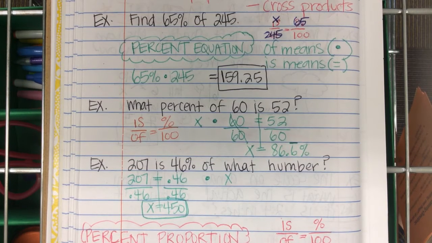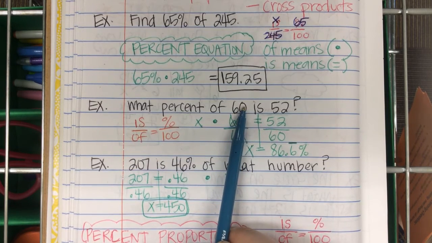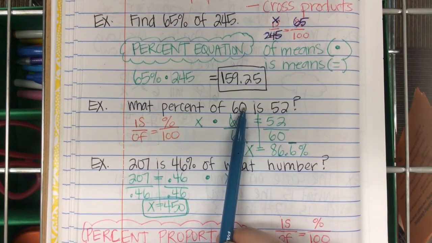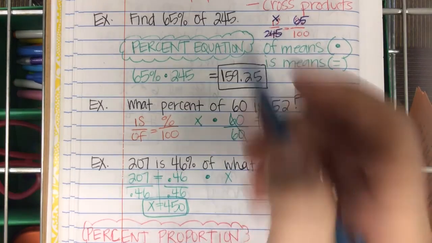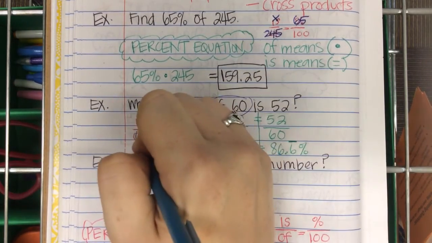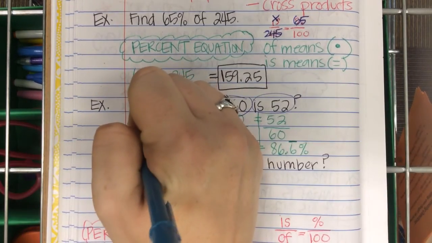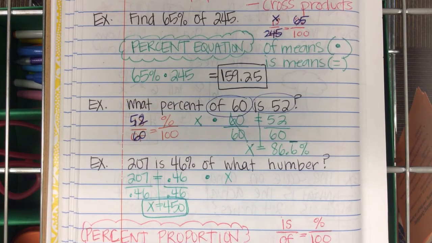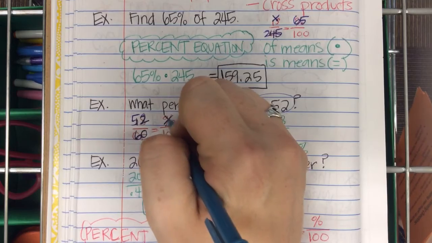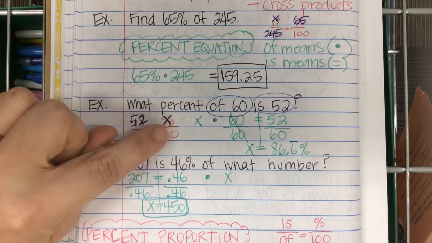Is over of equals percent over 100. So what percent of, where does 60 go? Where's 60 gonna go? Of 60. Where's 52 gonna go? Is. Where's X gonna go? Or what's your percent? X. Now, ladies and gentlemen, here's the trick. It's already over 100. Your percent is over 100.